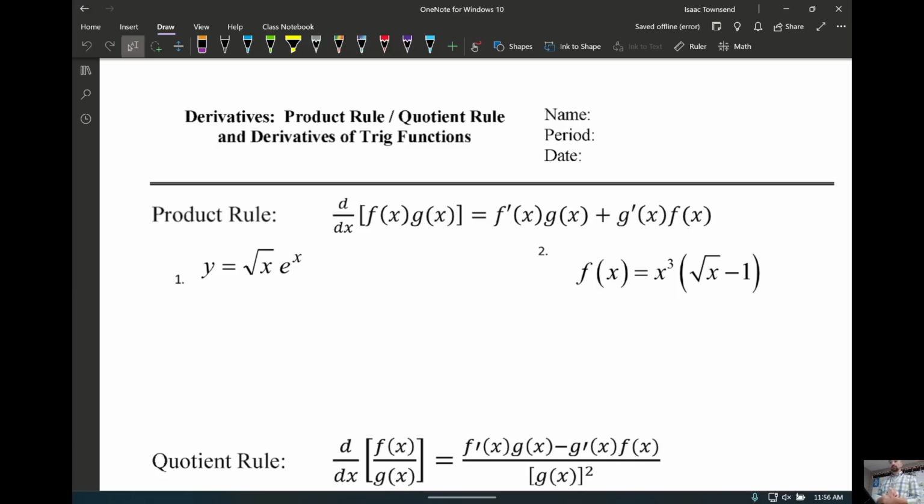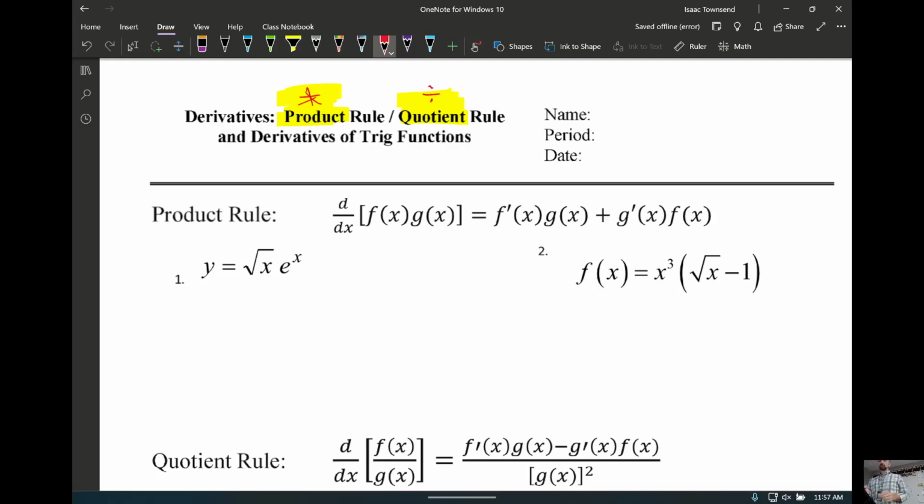Adding and subtracting works that way. That's why we can do one term at a time. But multiplying, which we call product, and dividing, which we call quotient, you can't just do them individually and then multiply them together, or do them individually and divide them together. We have to have these formulas to do product and quotient of derivatives.